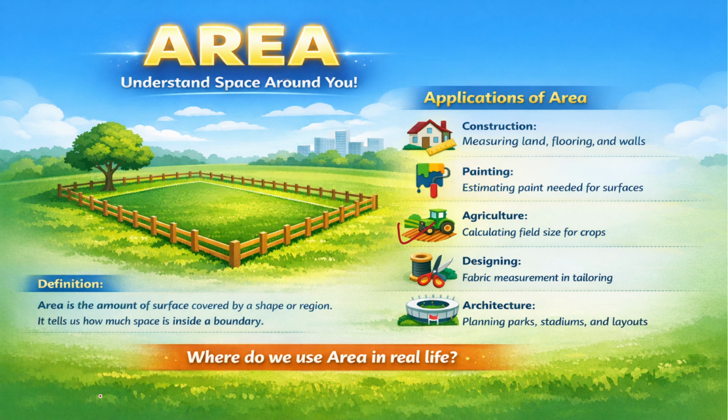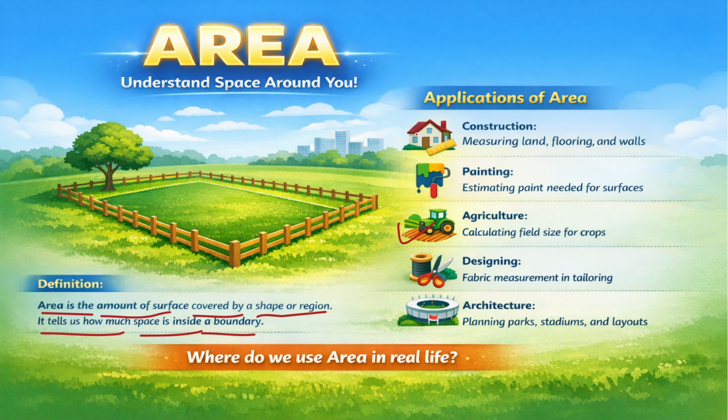In today's video, we are going to see the concept of area. So what is the exact meaning of area? Area is nothing but the amount of surface covered by any shape or region. It tells us how much space is inside the boundary of any region or shape. While calculating area, we always consider the inside of the shape, the inside of the region of any diagram.